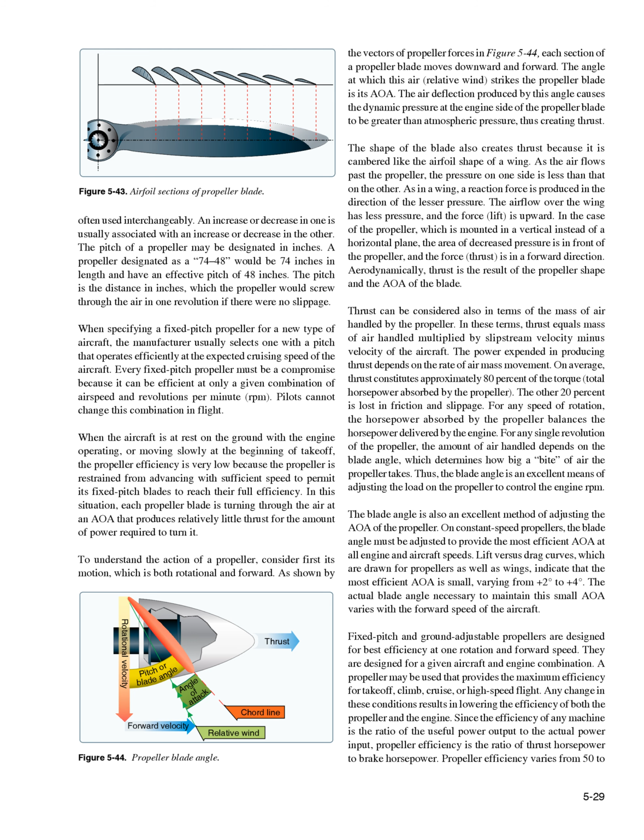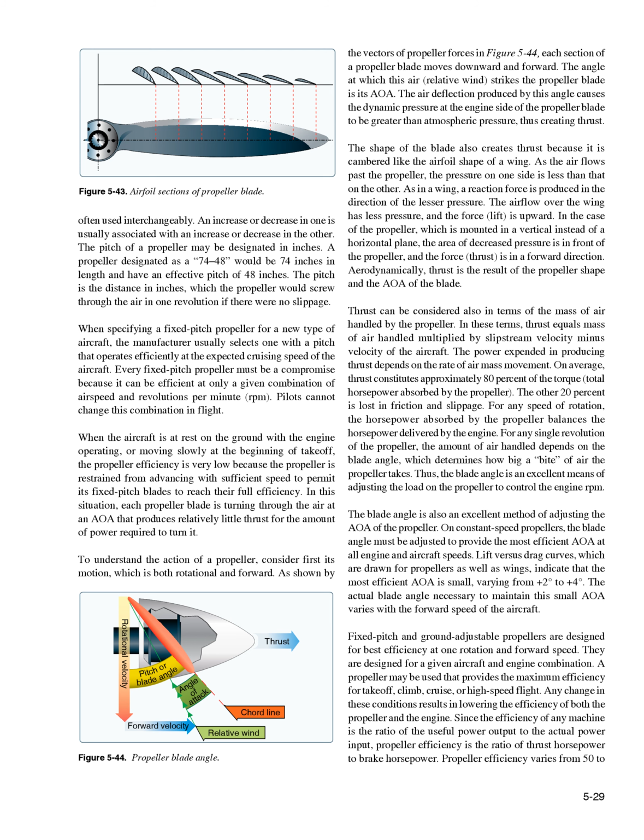For any single revolution of the propeller, the amount of air handled depends on the blade angle, which determines how big a bite of air the propeller takes. Thus, the blade angle is an excellent means of adjusting the load on the propeller to control the engine RPM. The blade angle is also an excellent method of adjusting the yaw of the propeller.